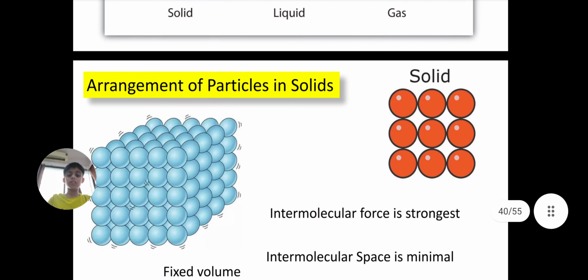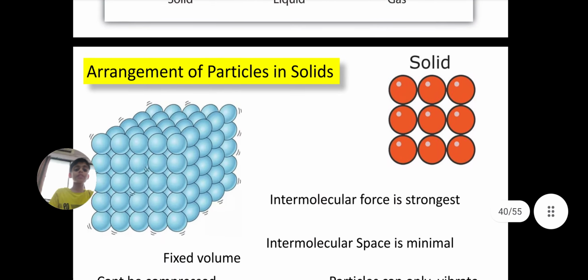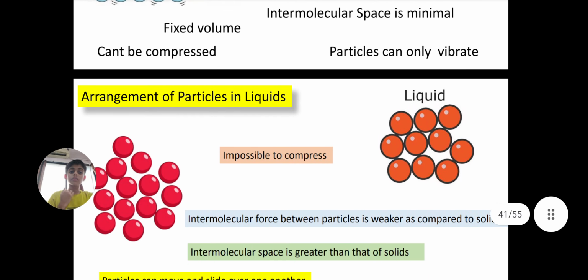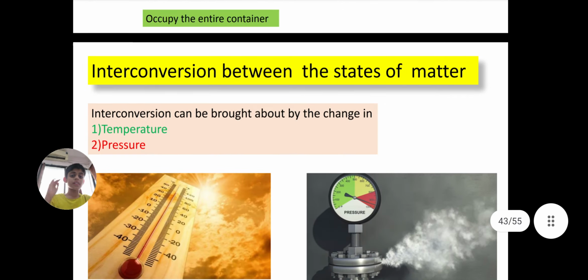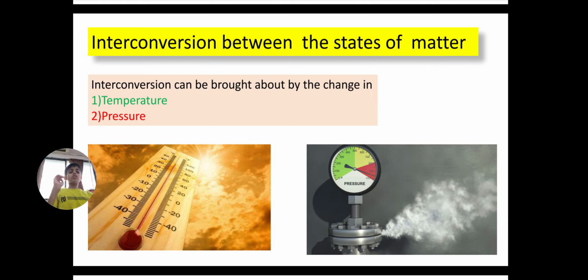Arrangement of particles in solids. This will not be coming, nor this, nor this. Interconversion between the states of matter. The three states of matter are convertible. Interconversion can be brought about by the change in temperature and pressure.